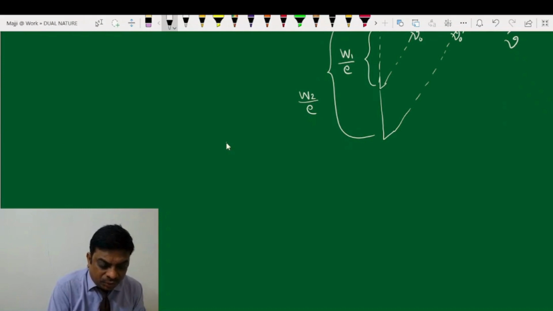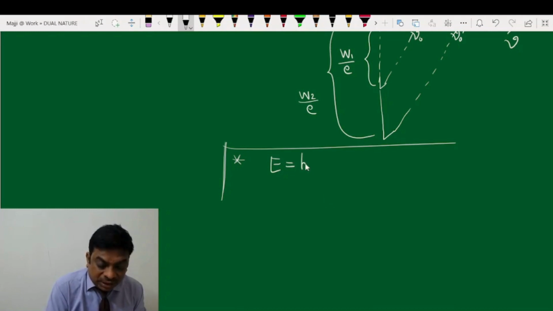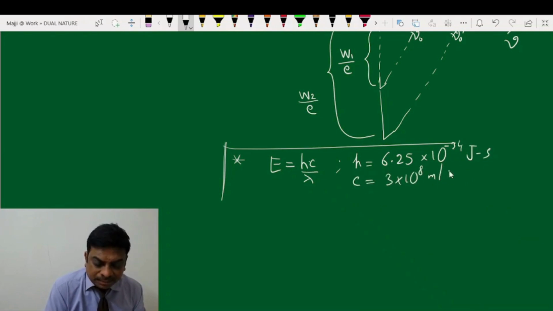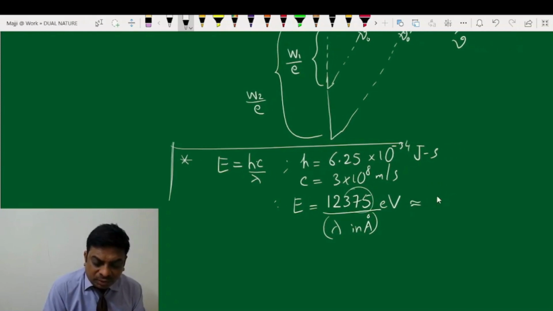Then before you solve numericals, you should understand one simple thing, that the energy of a photon is hc by lambda. If you substitute the values, h is 6.625 into 10 power minus 34 joule second, and the speed of light in vacuum is 3 into 10 power 8 meters per second, and then finally convert this into electron volt, then you can write 12375 upon lambda in angstrom. You will get energy in electron volt. 375 can be replaced by 400 without any significant error. So approximately you can remember it in this way also.